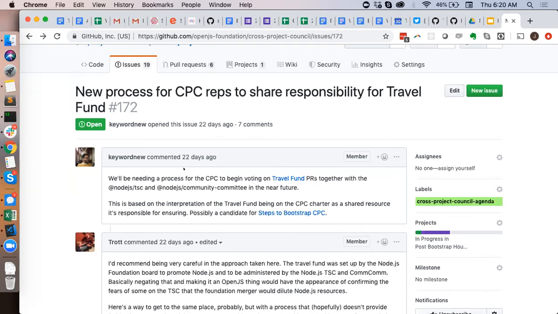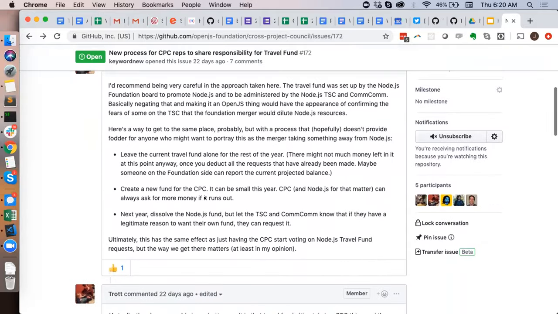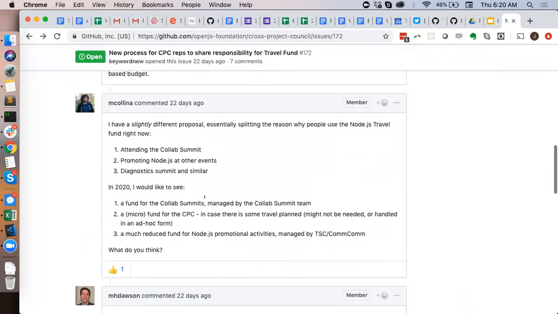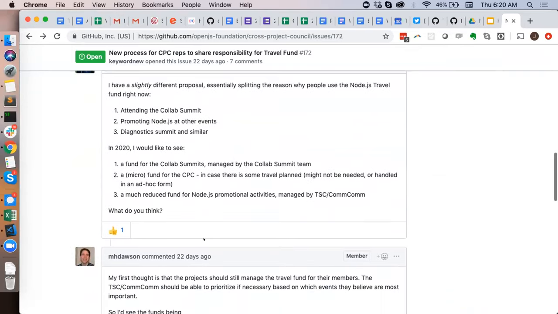As part of my proposal in this issue, I am proposing to create a team under the CPC that is responsible for organizing the summit, and that will have oversight of a travel fund for the summits that will be available to all projects to some extent. And this needs to be defined. This is an open question. So how do you break out that fund? And that will be in the budget of the Collaborator Summit themselves.